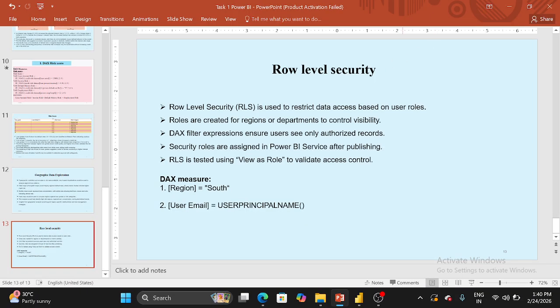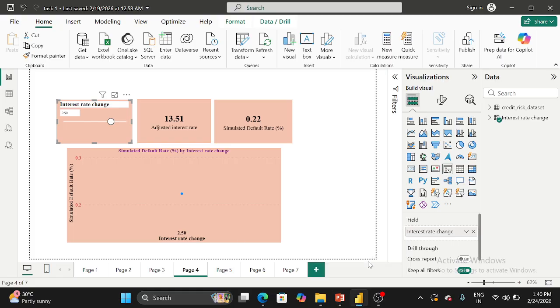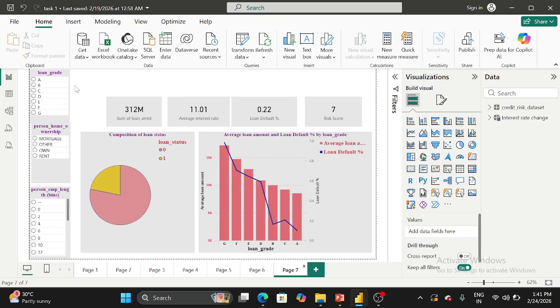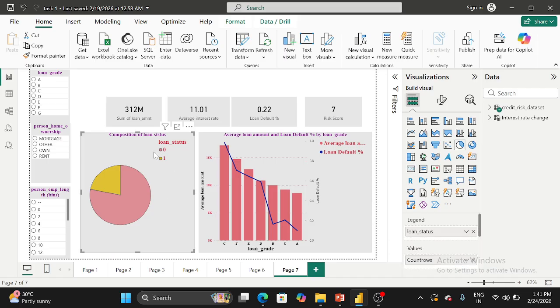And one more thing, we have an interactive dashboard at last. Here I have used cards to show the sum of loan amount, average interest rate, loan default rate, and overall risk score for the overall data set. I have also used slicers for loan grade, person's home ownership, and person's employment length. I have also plotted a pie chart to show the loan status, defaulters and non-defaulters. Non-defaulters are more numerous compared to defaulters across the loan distribution.